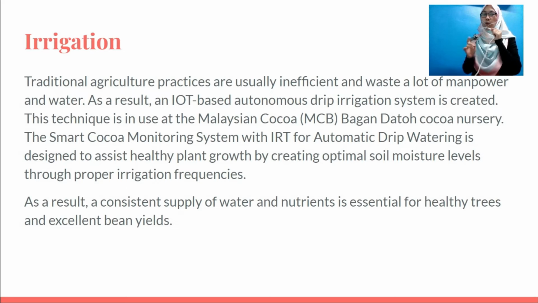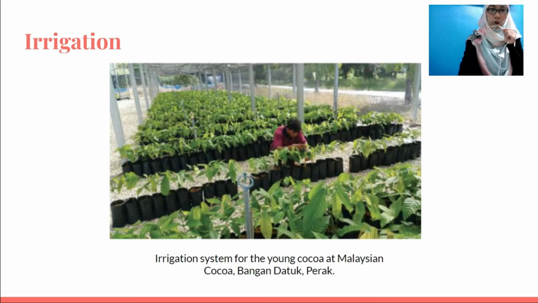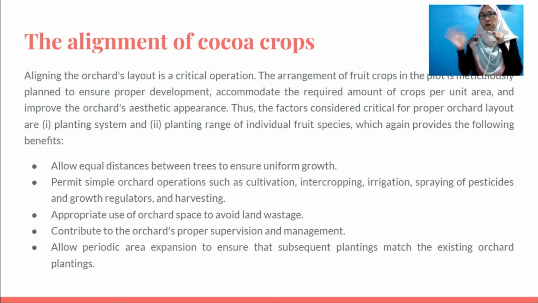The smart cocoa monitoring system with IoT for automatic drip watering is designed to assist healthy plant growth by creating optimal soil moisture levels through proper irrigation frequencies. As a result, a consistent supply of water and nutrients is essential for healthy trees and excellent bean yields. Here is a picture of the irrigation system for the young cocoa at Malaysian Cocoa Board Bagan Datuk, Perak. Thank you. That's all from me.